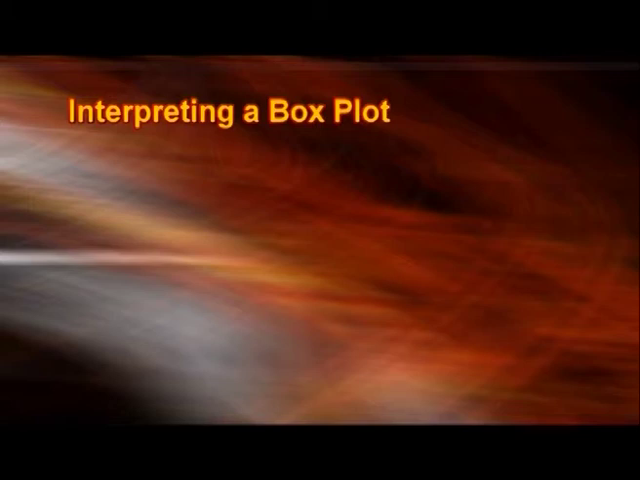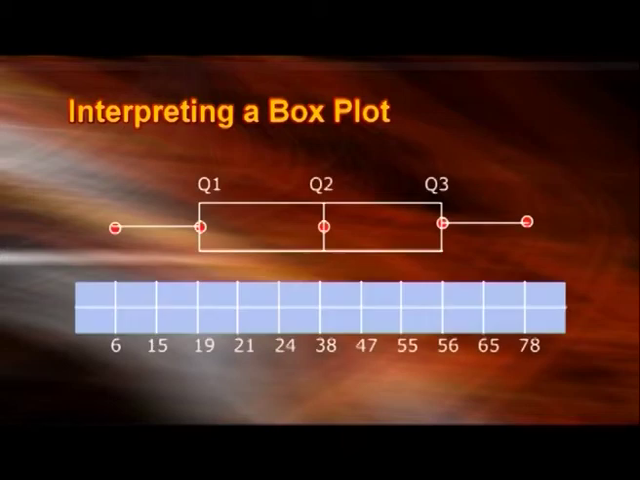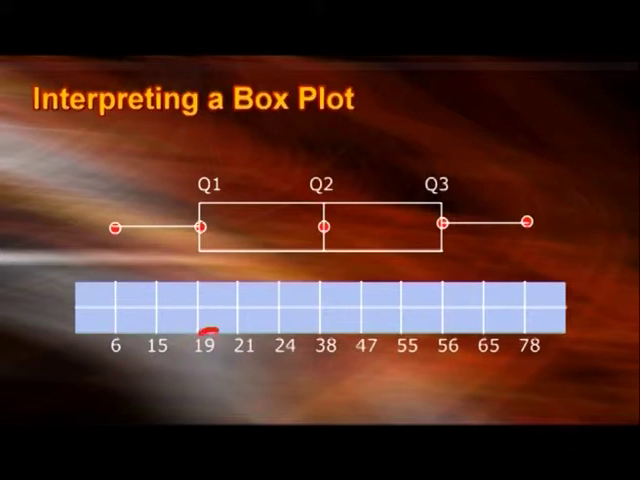Let us now learn how to interpret a box plot. While interpreting the box plot, we need to keep in mind a few points. First, we need to know that by finding the middle values of the data set, we have divided the data into 4 equal groups called quartiles. In this example, the first group is 6 to 19, second group is 19 to 38, third is 38 to 56, and the last group is 56 to 78.